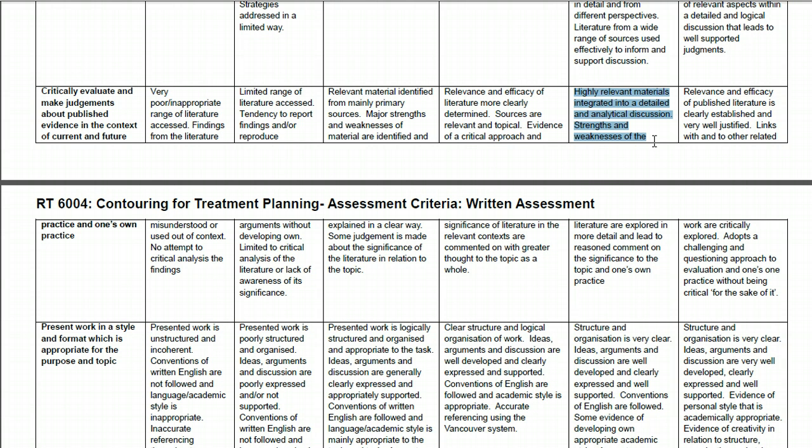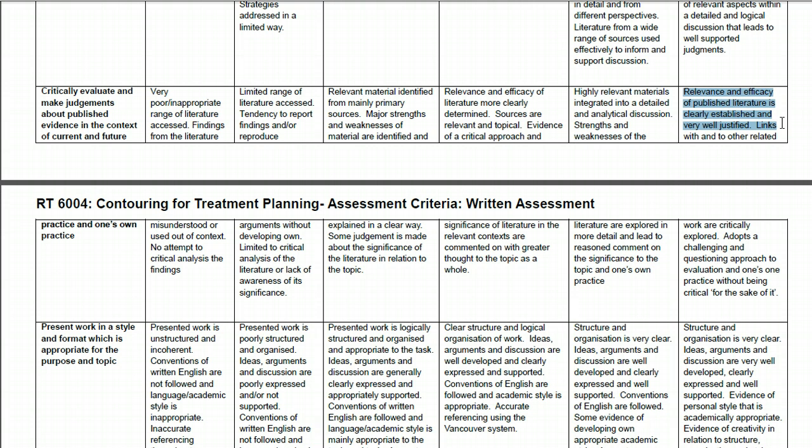it's looking at the highly relevant material and excluding everything else. The strengths and weaknesses of the literature are explored in more detail, so this is actually looking at the papers that are published and their strengths and weaknesses within current and future context and your own practice. They lead to a reasonable comment on the significance of the topic in one's own practice. So it's always about bringing it back to your own practice, then looking at the wider community, the current and future practices that are there.